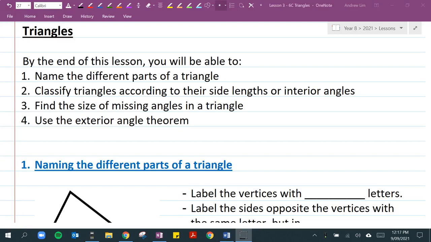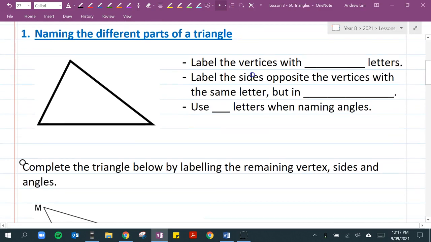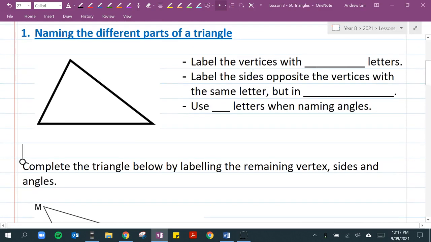So, by the end of this lesson, you'll be able to name the different parts of a triangle, classify triangles according to their side lengths or interior angles, find the size of missing angles in the triangle, and use the exterior angle theorem. Let's have a look at part 1 of this video, naming the different parts of the triangle.